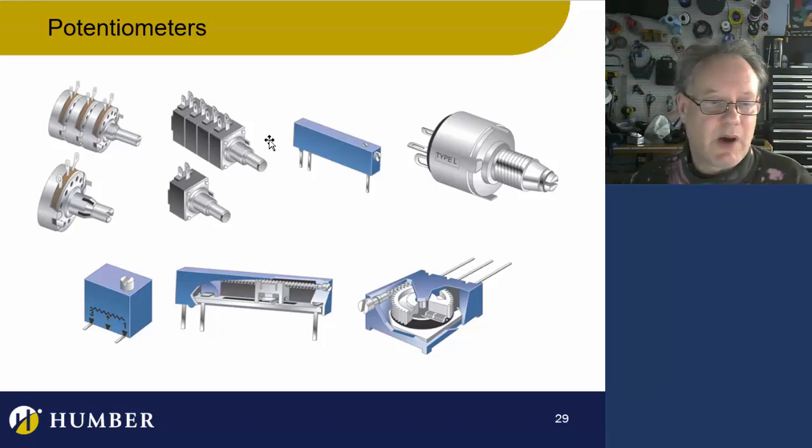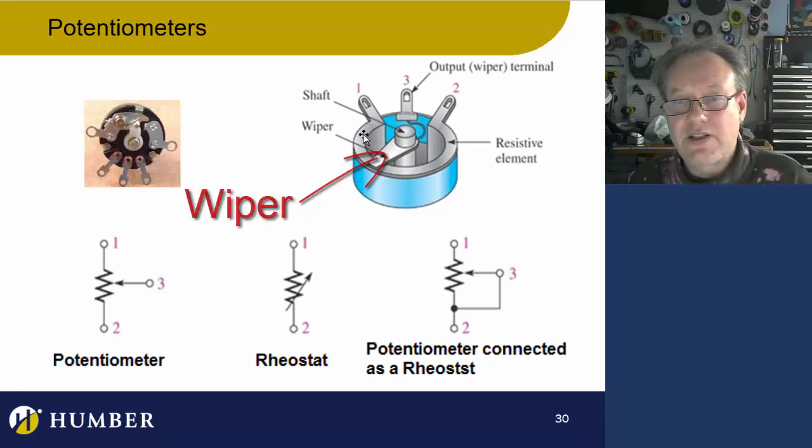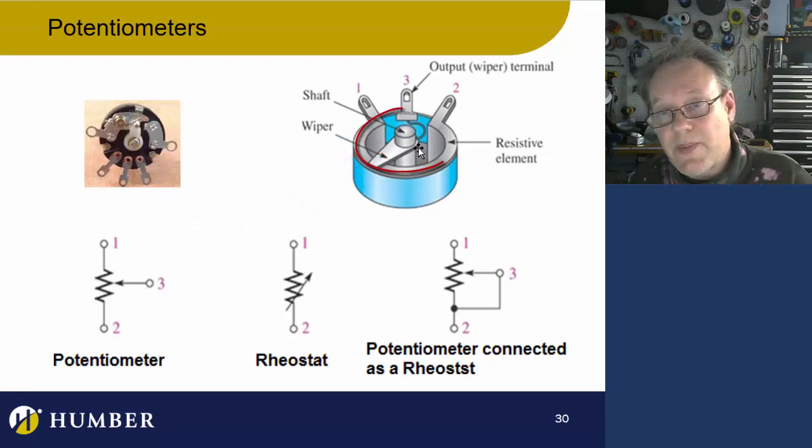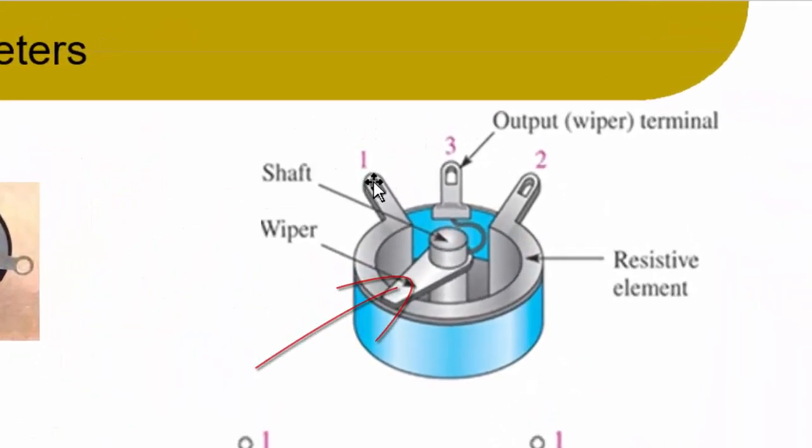So we have all these different kinds of pots. And then inside, this is the concept of where the wiper is. This is the resistive strip inside, and that's the wiper. So if I were to, say, put some kind of meter on here, like a DMM, a digital multimeter, and measure the resistance from 1 to 2, it would say 1,000 ohms.